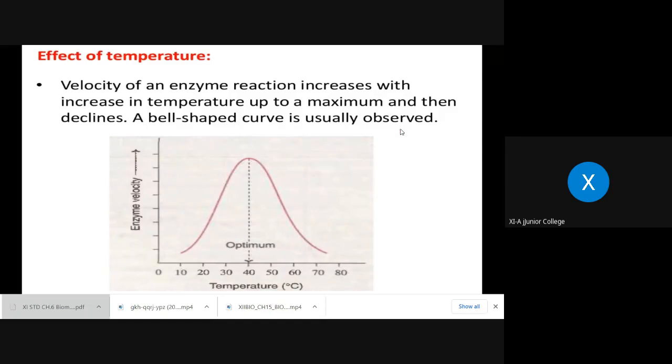The next is what we were already talking about, the effect of temperature. With the help of this diagram, it's very clear. As the temperature increases, the rate of enzyme activity also increases, but only up to a certain limit. That means at the optimal temperature, the rate of enzyme activity is maximum. This is the bell-shaped curve, which shows the optimum temperature. At the optimum temperature, the enzyme activity is highest.